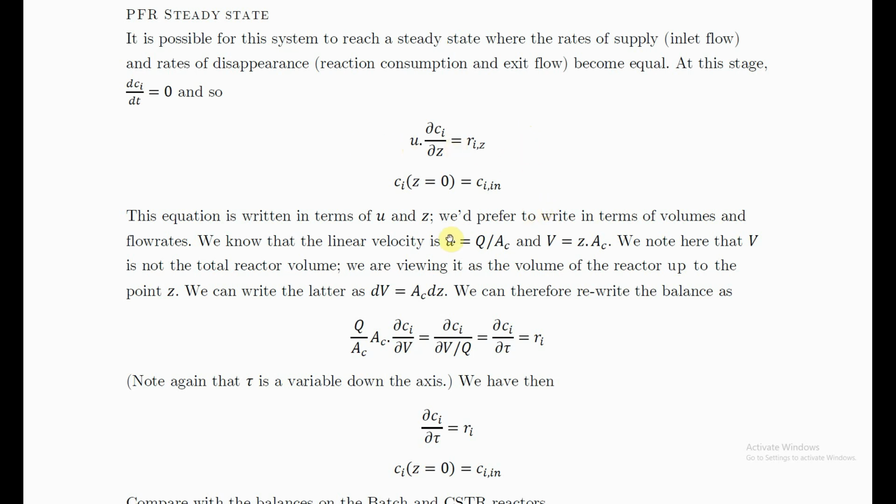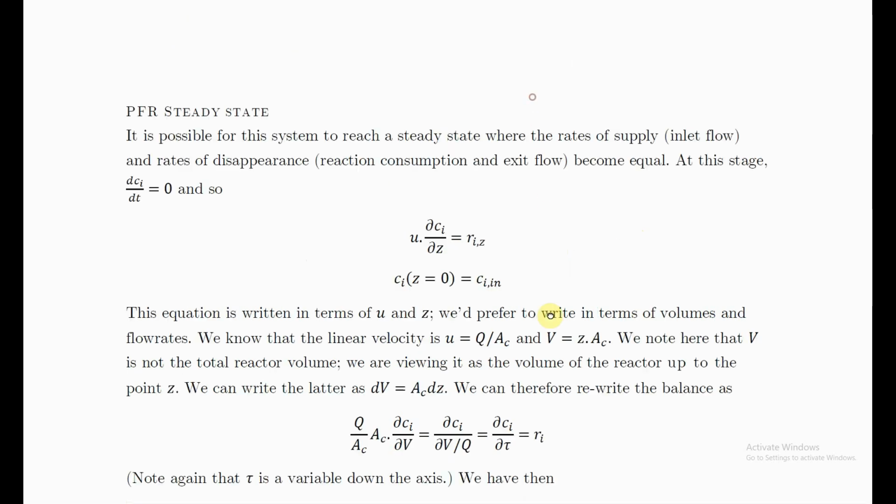And now we have these kind of weird variables, right? Velocity and axial position, we'd much rather work in terms of more familiar things like volumetric flow rates and volumes. So the first thing we can say is, well, what we already said, which is the volumetric flow rate divided by the cross-sectional area is the linear velocity. So that's how we can get rid of this u here. And then the spatial position z multiplied by the cross-sectional area, that's going to be the volume.